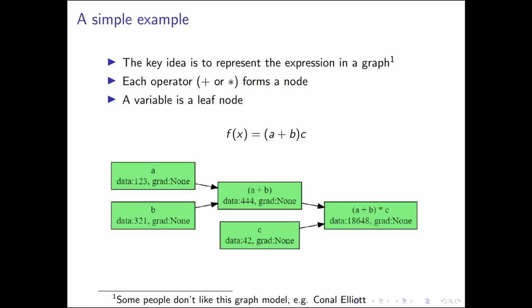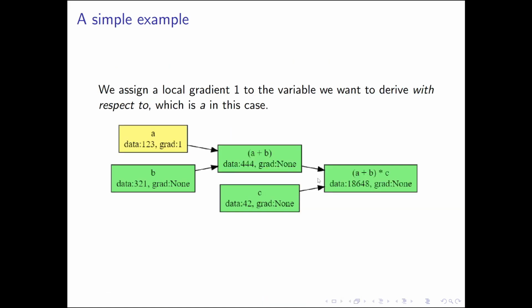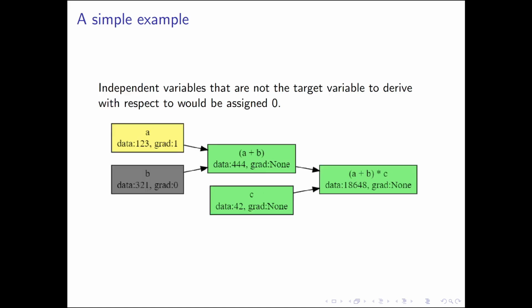The key idea is to represent the expression in a graph. Each operator, addition or multiplication, forms a node in the graph. A variable is a leaf node. For example, in this expression, A and B form an addition node, and together with C form a multiplication. We assign a local gradient 1 to the variable we want to derive with respect to, which is A in this case. Independent variables that are not the target variable to derive with respect to would be assigned 0.